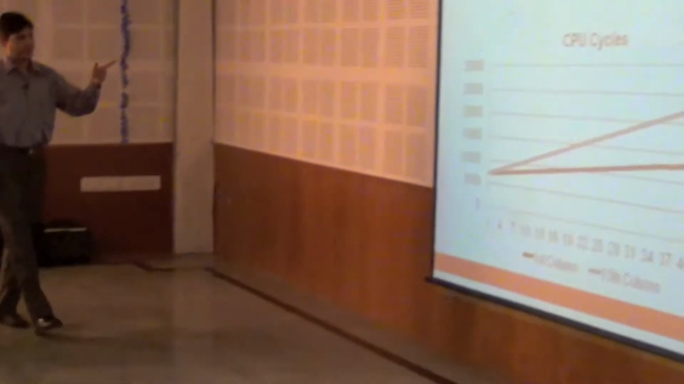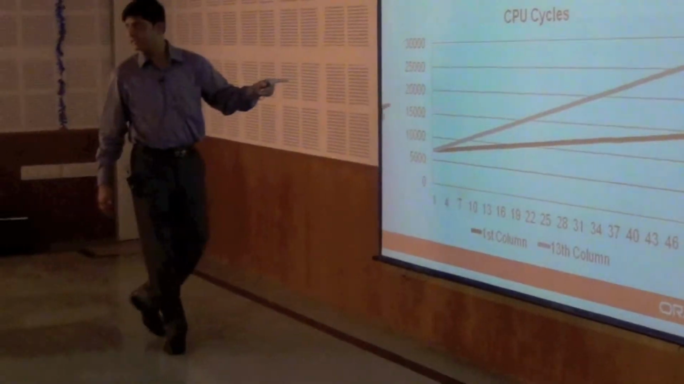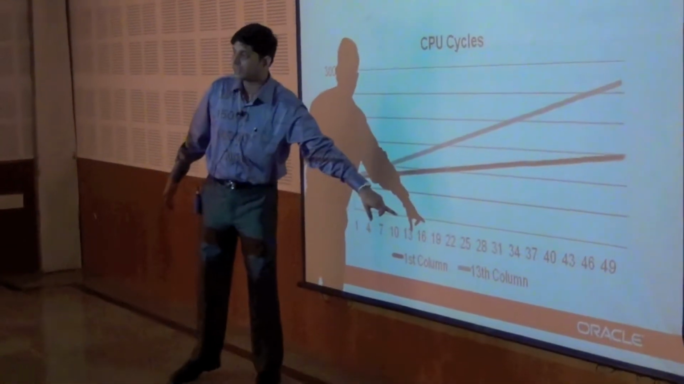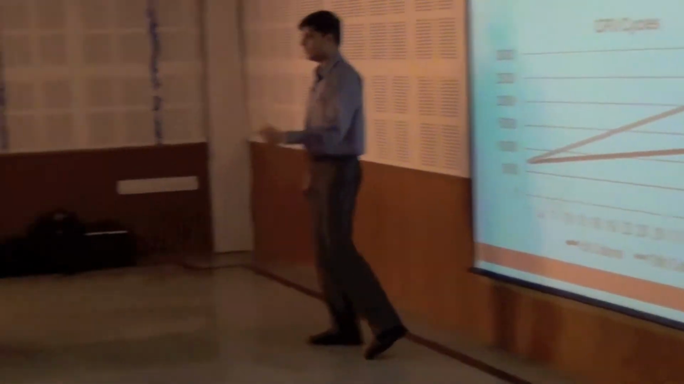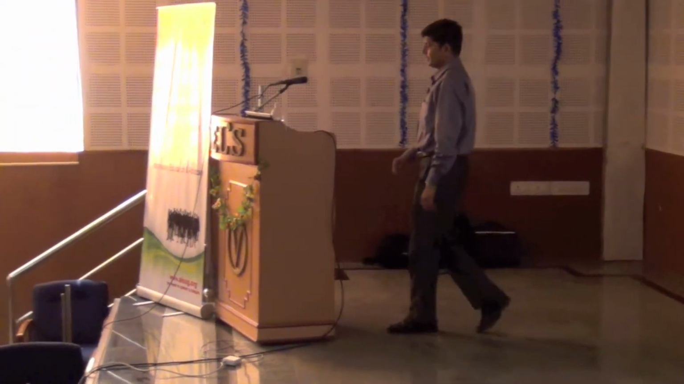In this example, when I plotted this graph, it was in Oracle 10G. So in Oracle 10G, I had only 13 columns in all objects. So this is the reason it is for the 13th column, but in 11G, we had two additional columns in all objects.